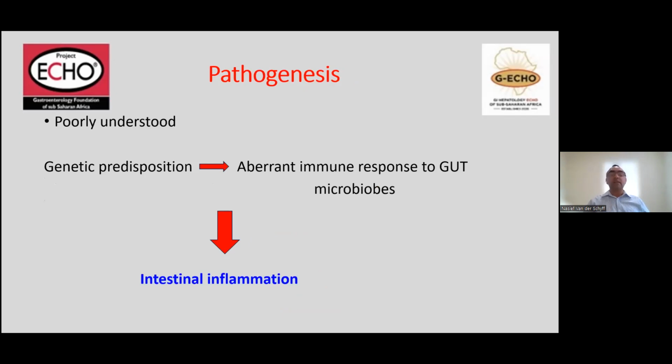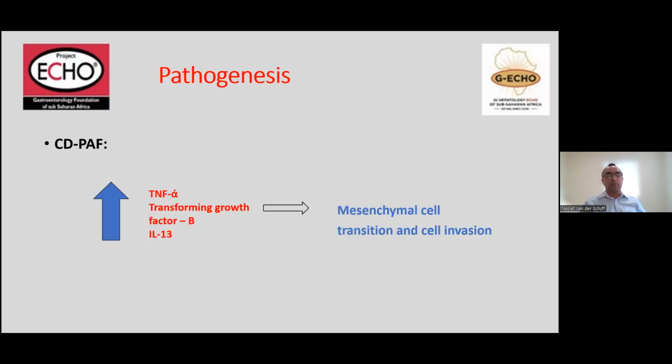In terms of the pathogenesis, it is poorly understood. The current thought process is that there is a genetic predisposition that results in an aberrant immune response to gut microbiomes and ultimately causing intestinal inflammation.